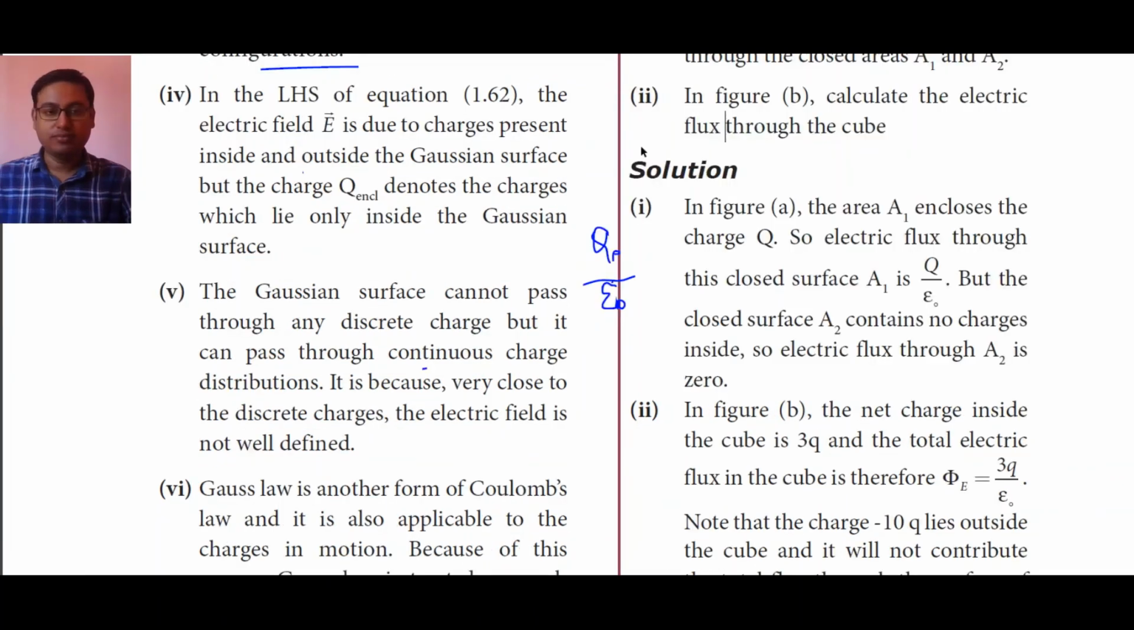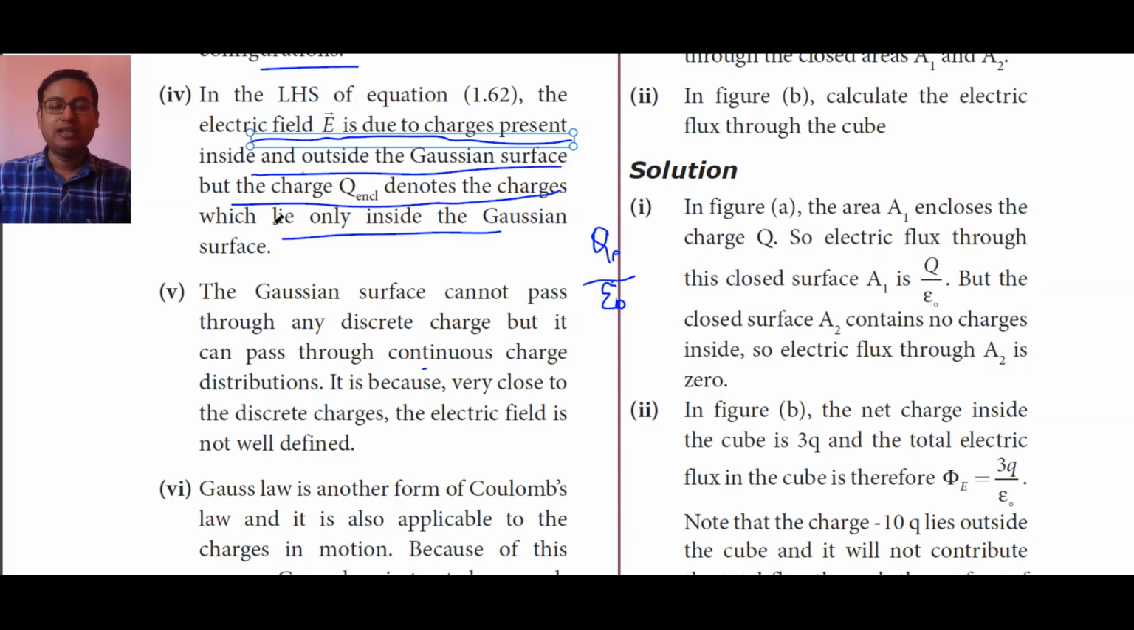Okay, so coming to our next topic, number 4, the LHS of equation 1.62. The electric field E is due to charges present inside and outside the Gaussian surface, but Q enclosed denotes the charges which lie only inside the Gaussian surface. When we take either a perfect surface or an arbitrarily shaped surface, that is called a Gaussian surface, Q enclosed means we are considering only those charges which lie inside the Gaussian surface.